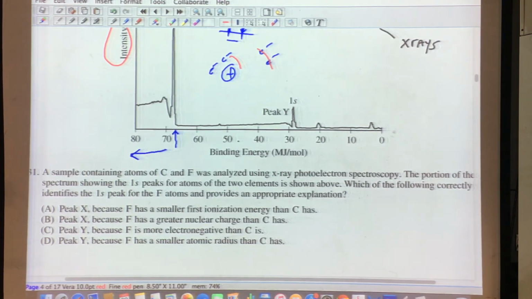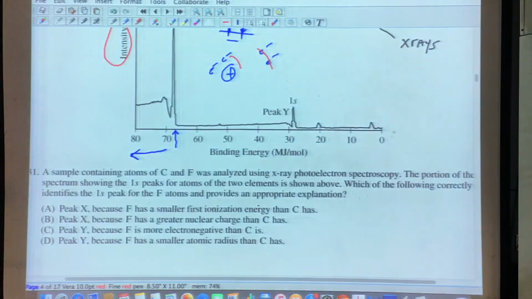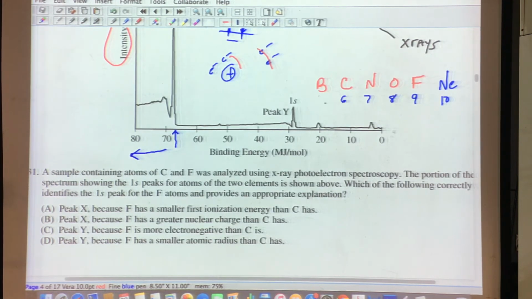All right, we should know in our reference tables that fluorine is over to the right. We have boron, carbon, nitrogen, oxygen, and fluorine in the second row, and then, of course, neon at the end. This is atomic number 9, atomic number 10, atomic number 8, 7, 6, and 5.